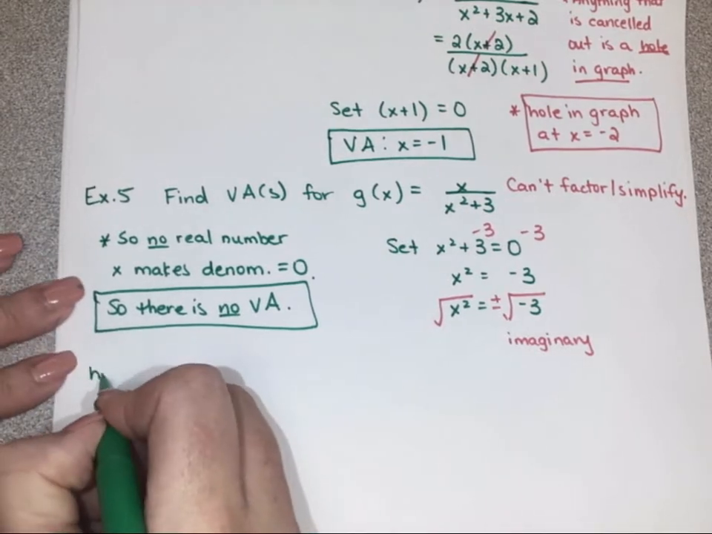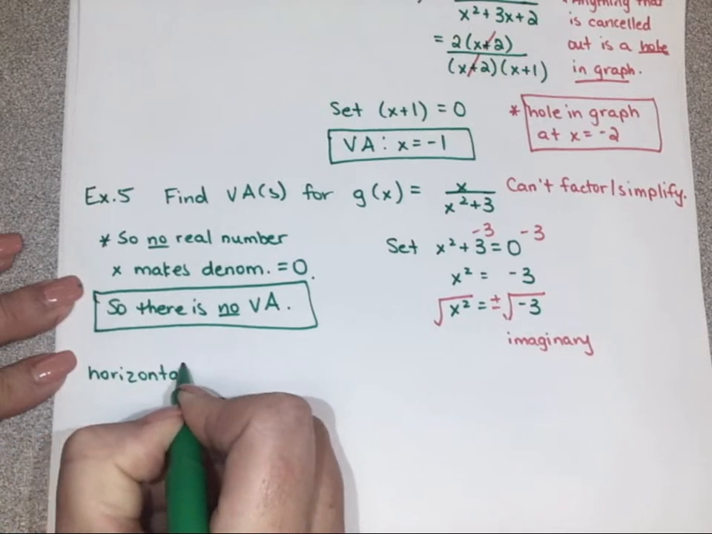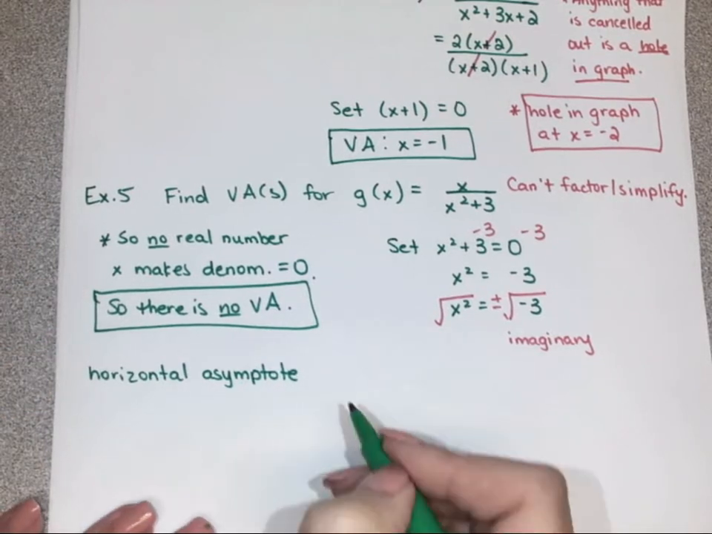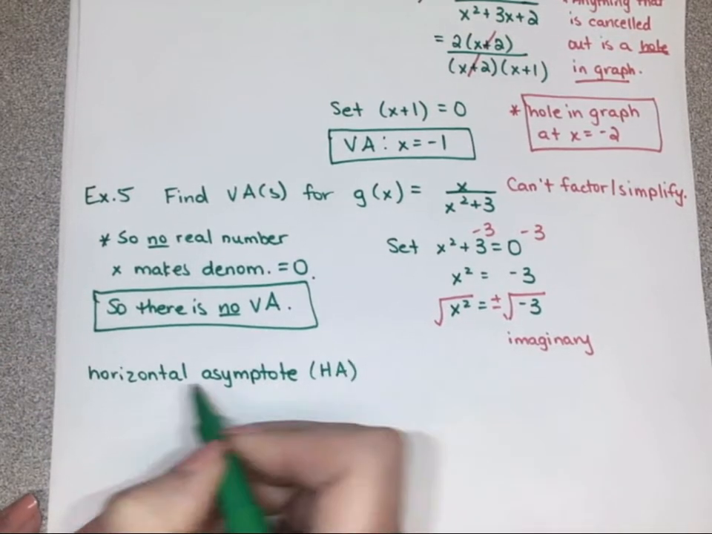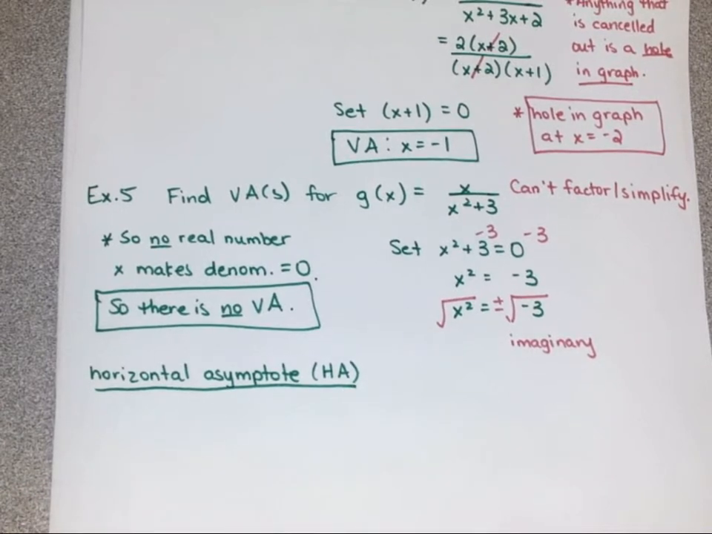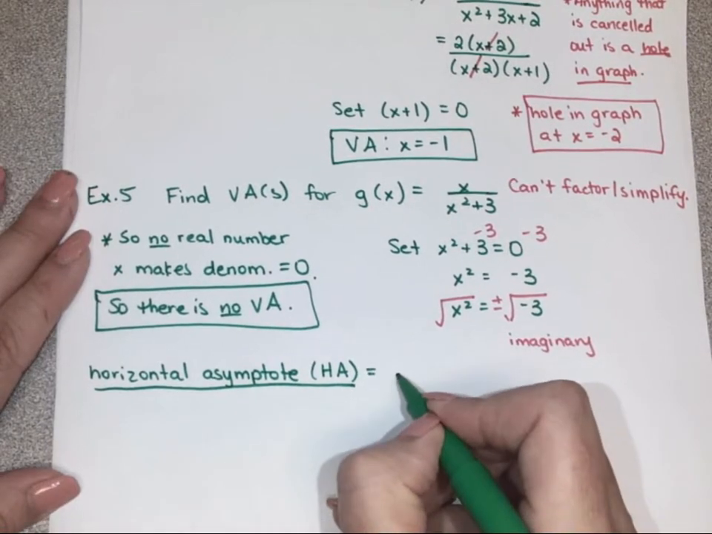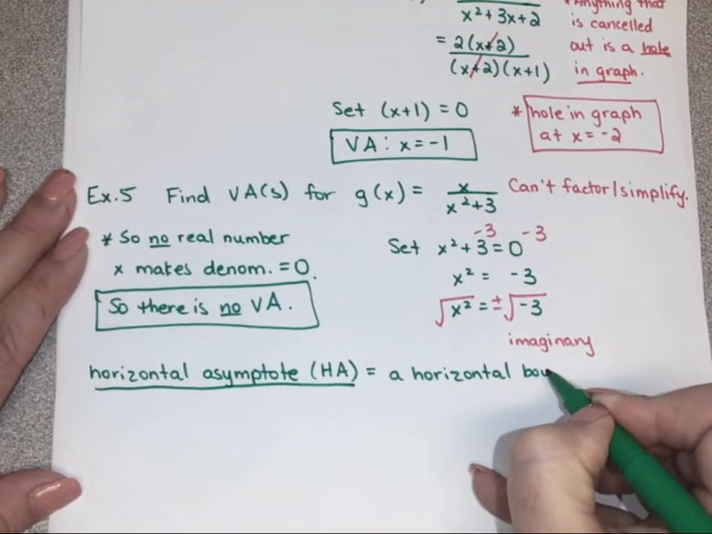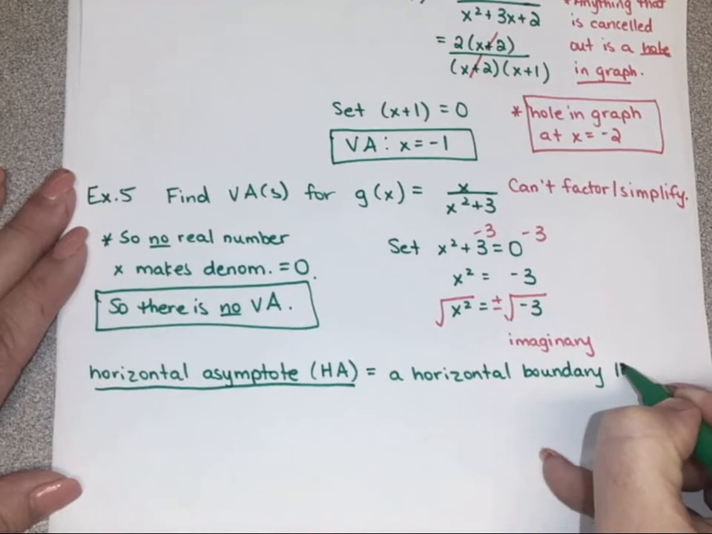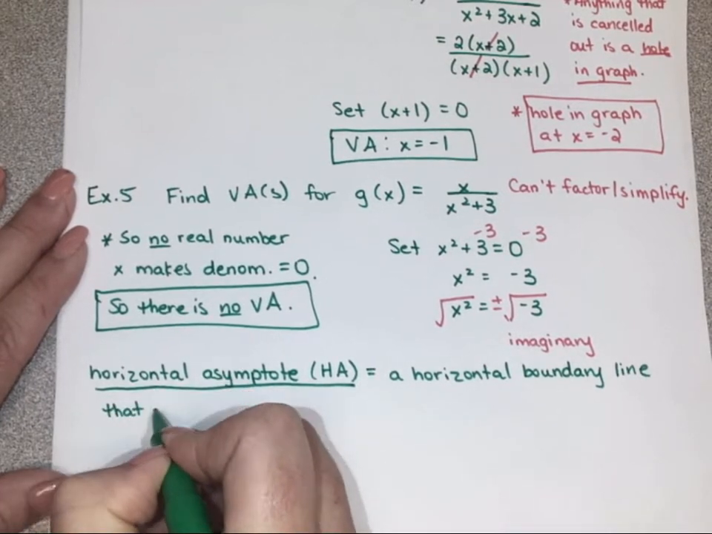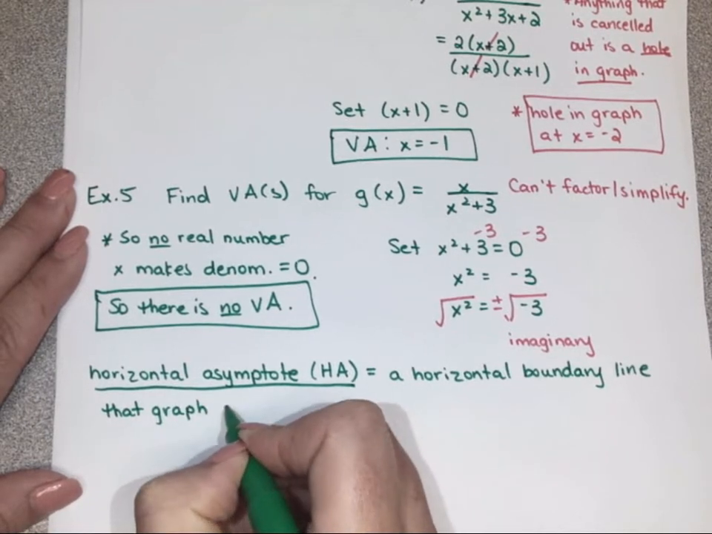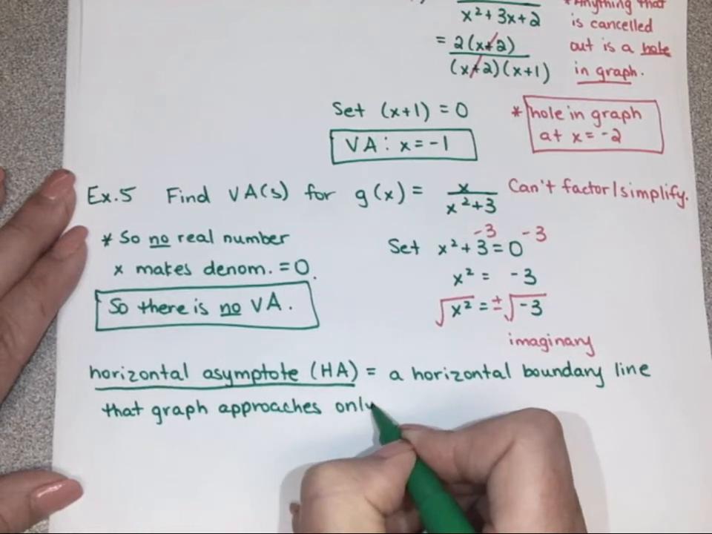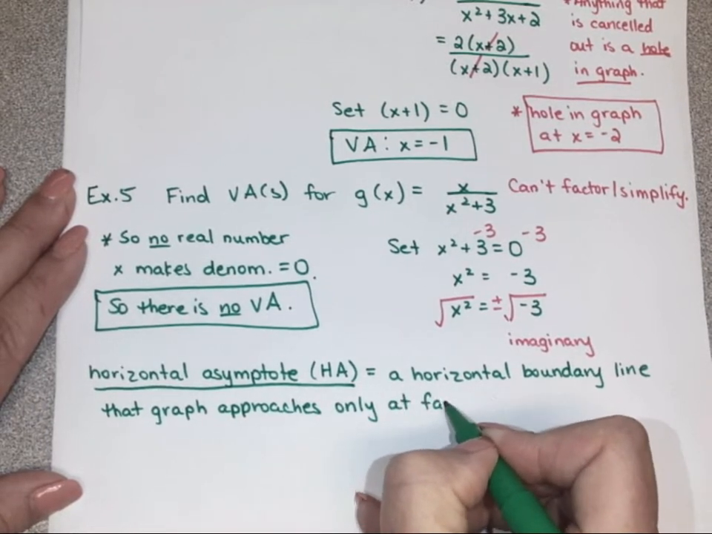Okay, so we can also have horizontal asymptotes. These are different, not just in the fact that they're obviously going to be horizontal, but they actually work a little different than vertical asymptotes also. So I am going to abbreviate those as HAs. So here is how they are different. It's a horizontal boundary line that the graph approaches. But here's what makes it different from a vertical asymptote other than the direction. It's only at the far left and the far right.